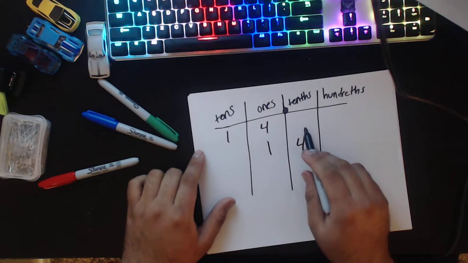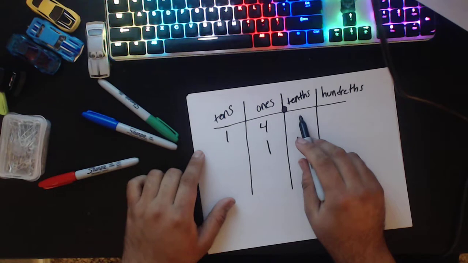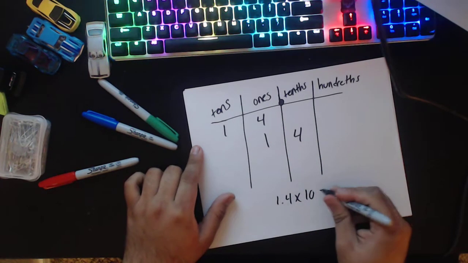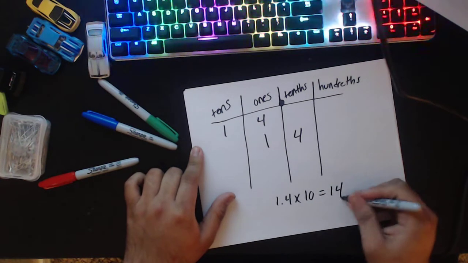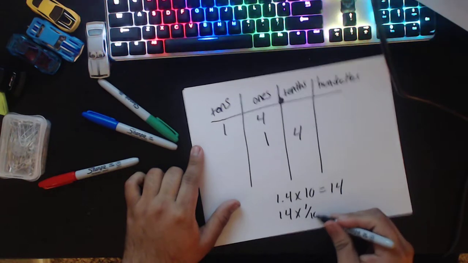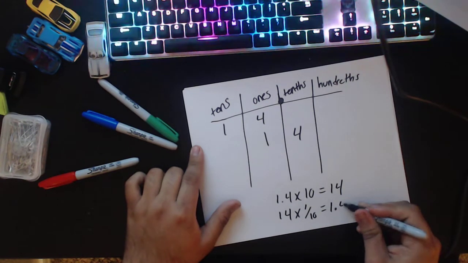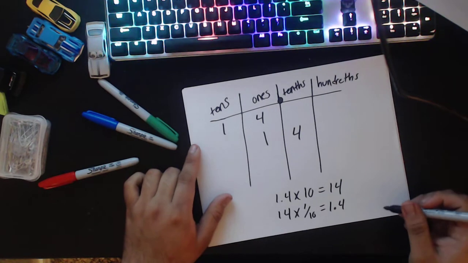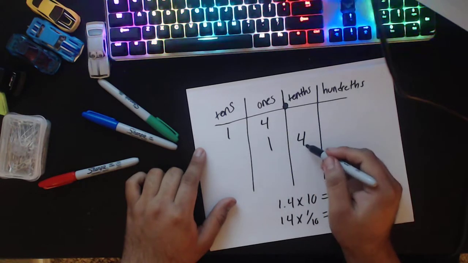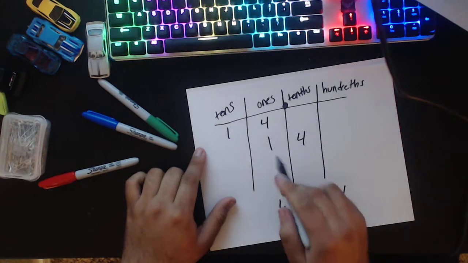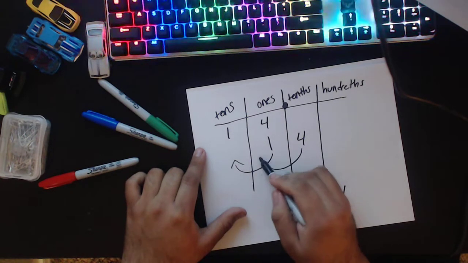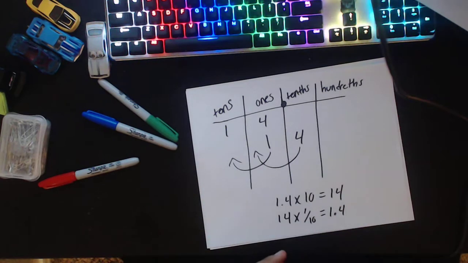Now, 14 tenths times 10 would give us 14. 14 times 1/10 will give us 14 tenths. Now just remember, last time we did this, if we had 14 tenths and we multiplied it by 10, our digits shifted. This digit would go whoop, and that digit would go whoop, and that's where they would be.